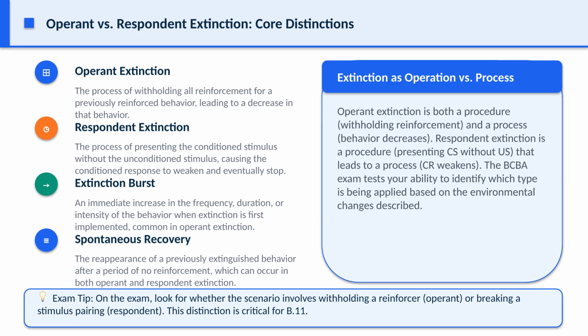For the exam, focus on this core difference. Operant extinction targets the consequence-behavior relationship, while respondent extinction breaks the stimulus-stimulus pairing. Understanding these mechanisms helps you select the correct procedure in scenarios. For instance, if a client's tantrum is maintained by attention, you'd use operant extinction. If a conditioned fear response is involved, respondent extinction applies.